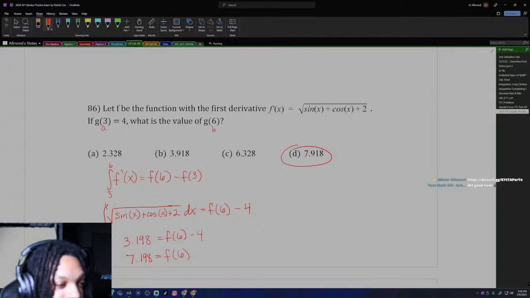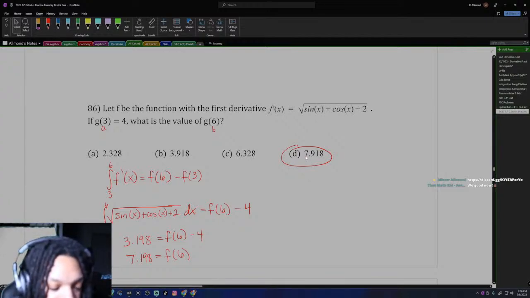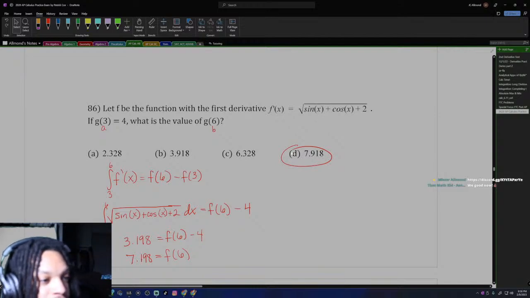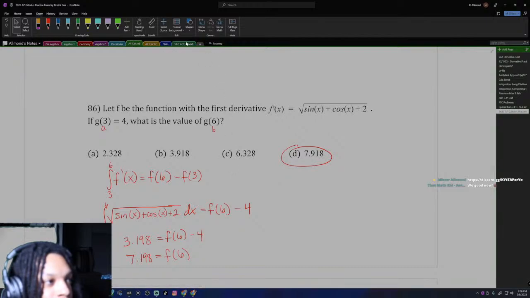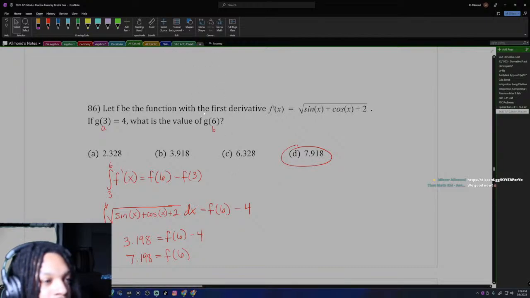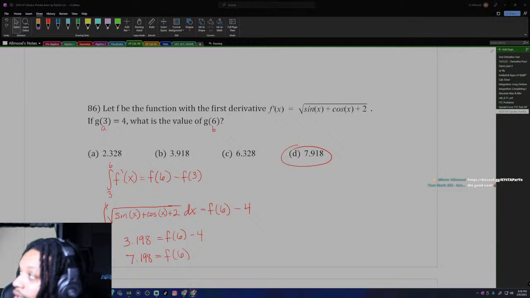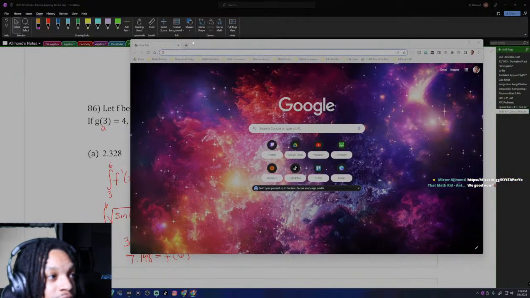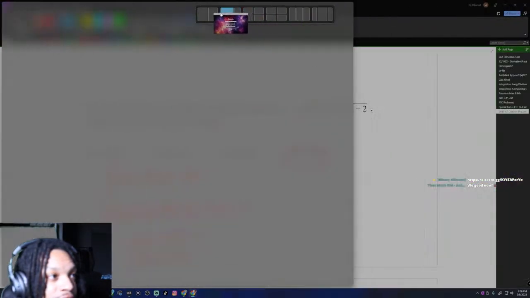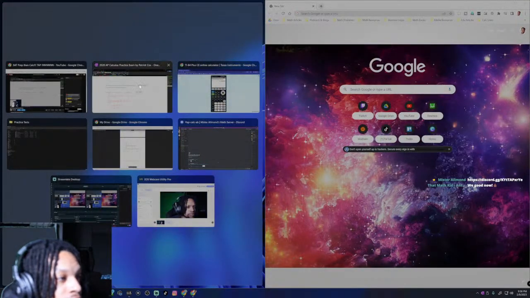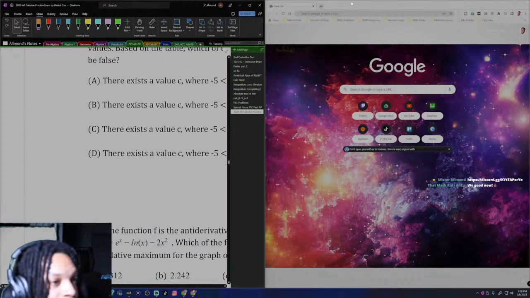Okay. I think that was the last MCQ. I'm gonna check my answers and then I'm about to get off. Yeah, that was the last one. 86. Yeah. Okay, so here's what I'll do. I'm going to pull up the answer keys side by side. And we're going to see how we did.